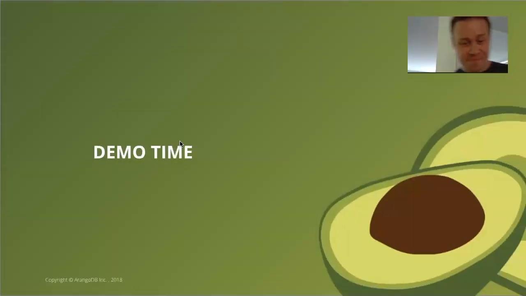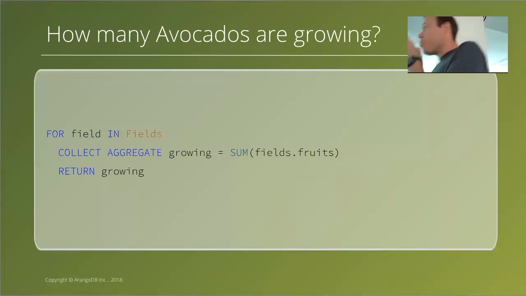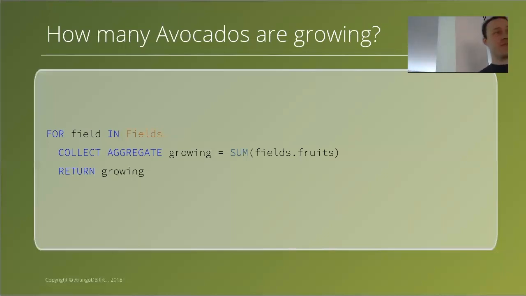Back to the slides. So what have we seen now? ArangoDB starting, putting some data in, so now we have some things that we can query. Let's again go through the use cases. First question, how many avocados are we growing right now across all our fields? We simply need to iterate over our fields. We need some aggregation query. We get away without joins. We get away without graphs.